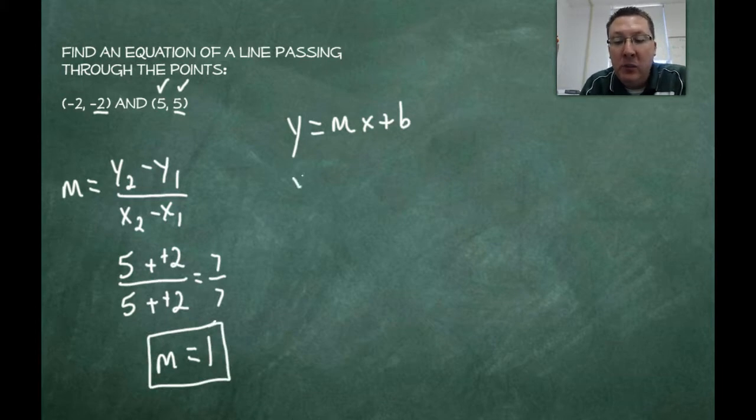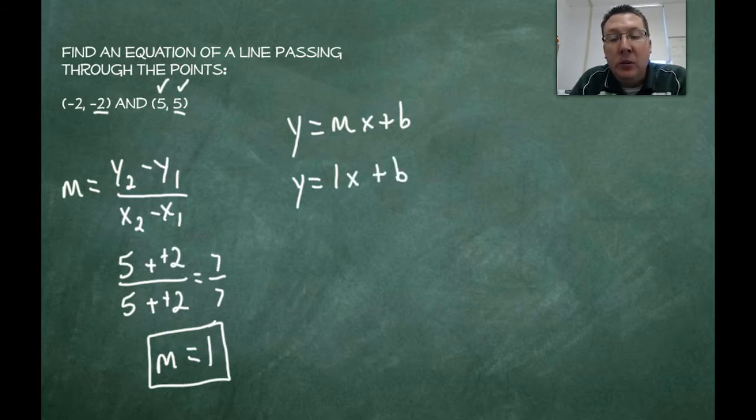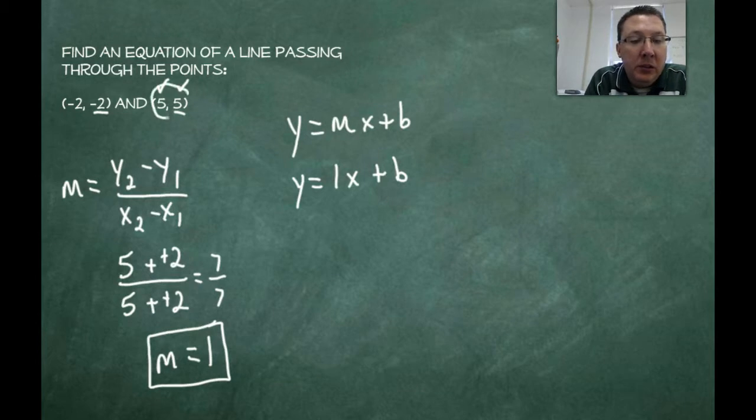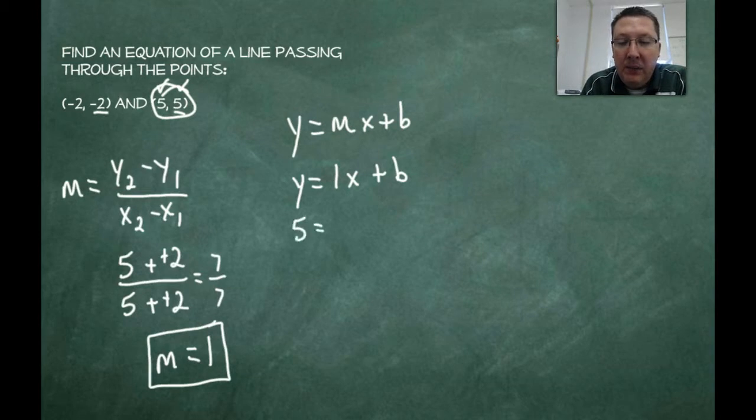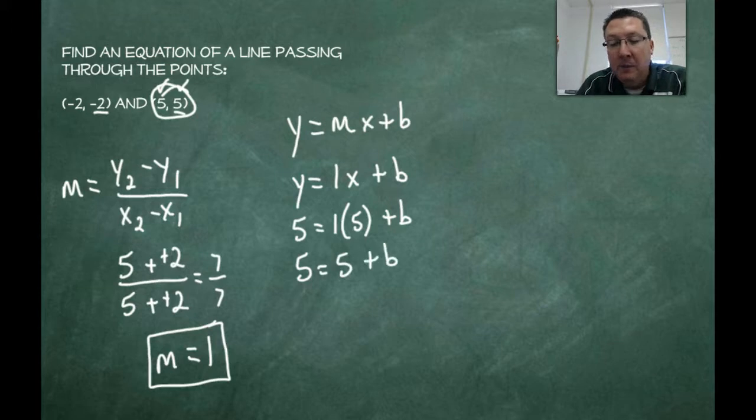So I go over to my equation, y equals, I plug in a 1 for m. So I have y equals 1x plus b. Now we need to find b. So to find b, again, we pick one of the ordered pairs. It doesn't matter which one we use. We're just going to plug in an x and a y value. I would use the positive one, 5 and 5. So my y value is 5, my x value is also 5, plus b. So solve for b: 5 equals 1 times 5, which is 5, plus b. To finish solving for b, I subtract 5.